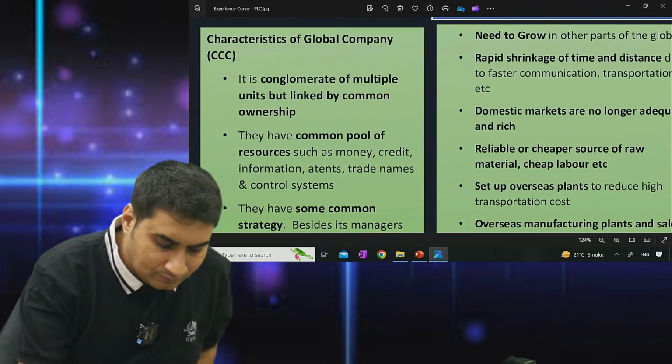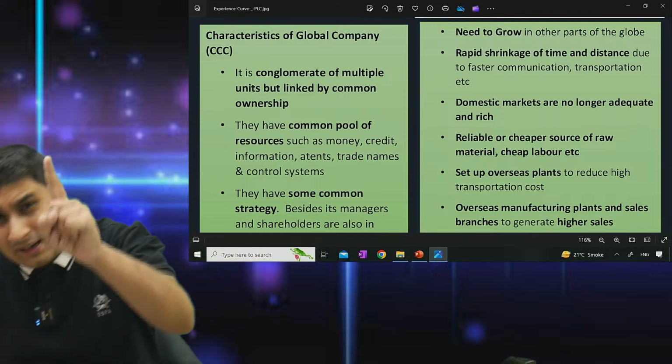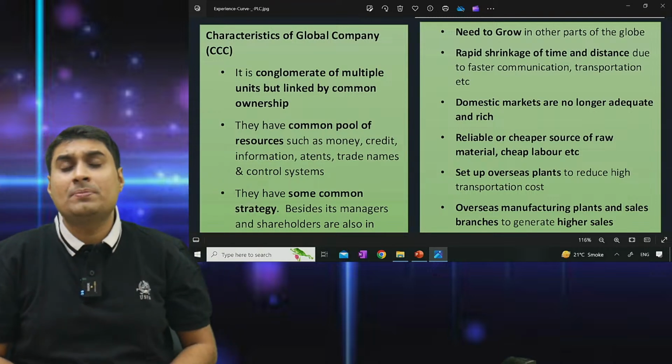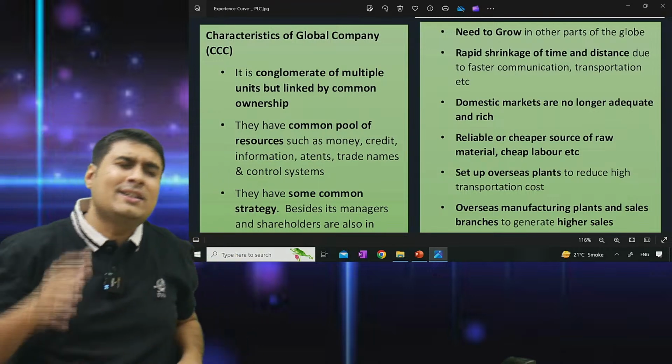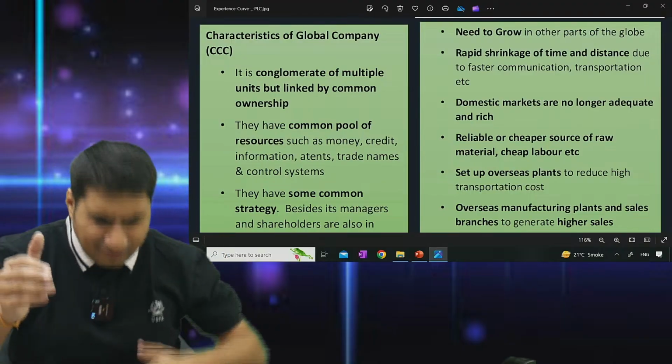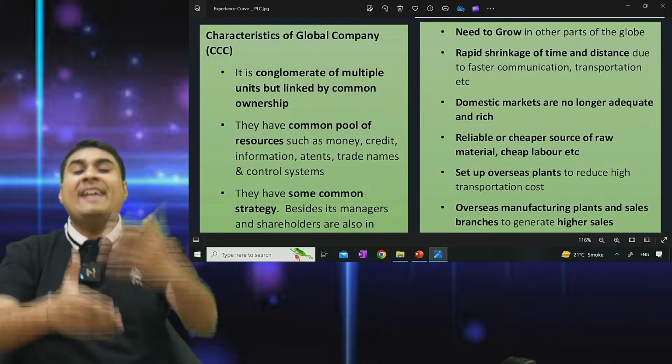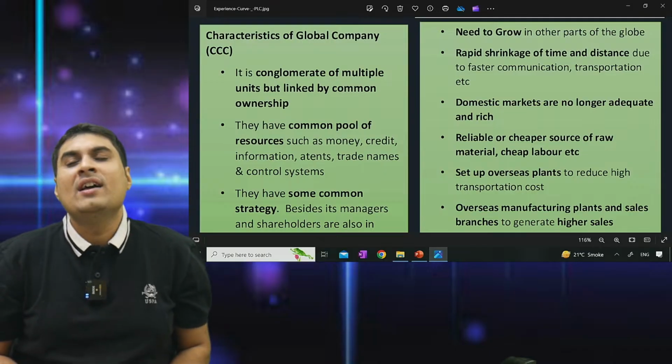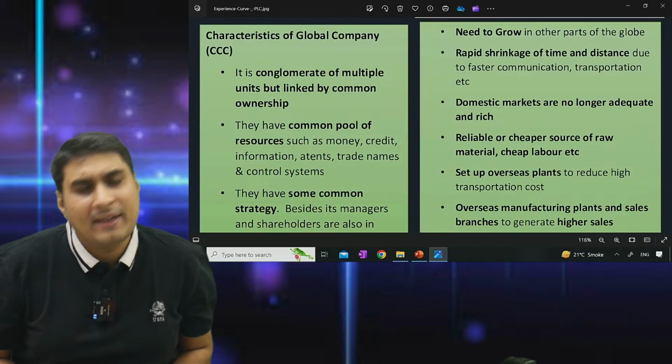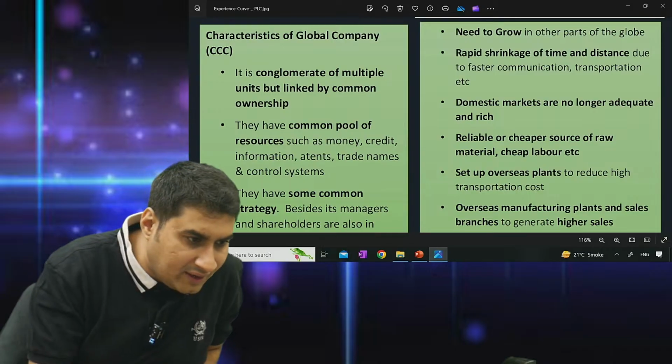Learn nicely. One last time, it has multiple units linked by common ownership. They have a common pool of resources: money, credit, information, patent, trade name, control. And last point, they have a common strategy. Managers and shareholders could be in different nations.